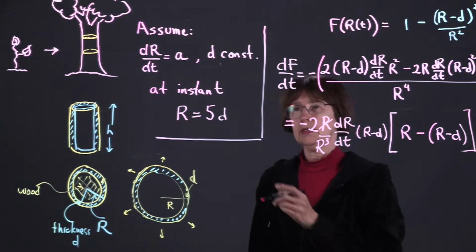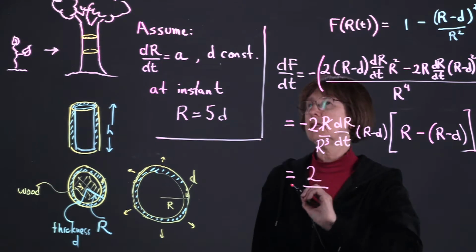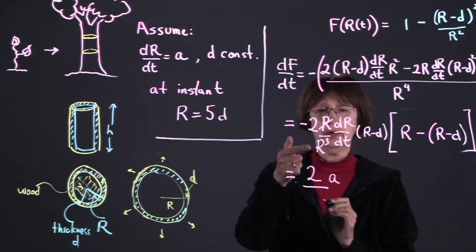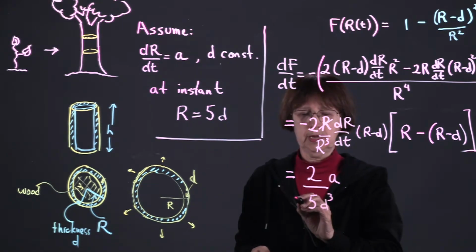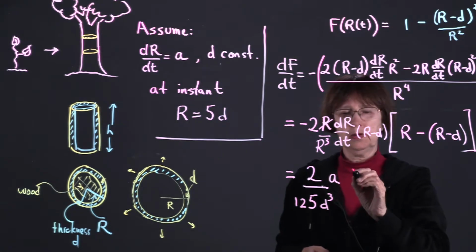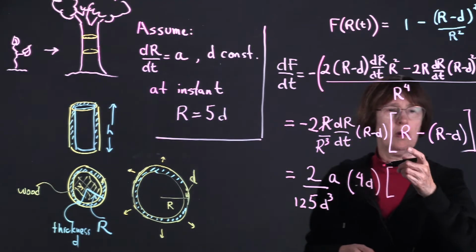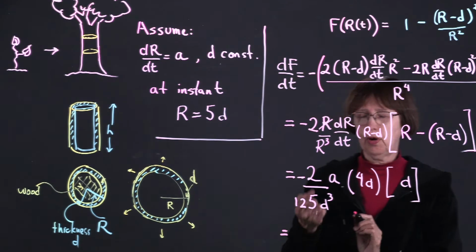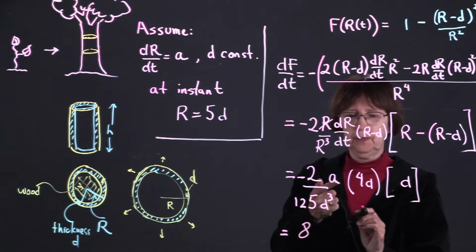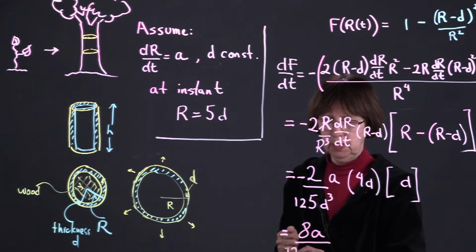Now that we've written it this way, it's easy to plug in all the information. And so what we obtain is 2 times the dr dt here. That's a according to our information. Down here, r cubed at this instant is 5d all cubed, which is d cubed times 125. R minus d here is 5d minus d, which is 4 times d. And in here, the r's are going to cancel, and we'll be left with one factor of d. So all in all, combining the constants up on top, we'll have 8. There'll be an a up here. Then there'll be a d squared, which will cancel out with the d cubed down below to leave us 125d, and of course, that all-important minus sign.